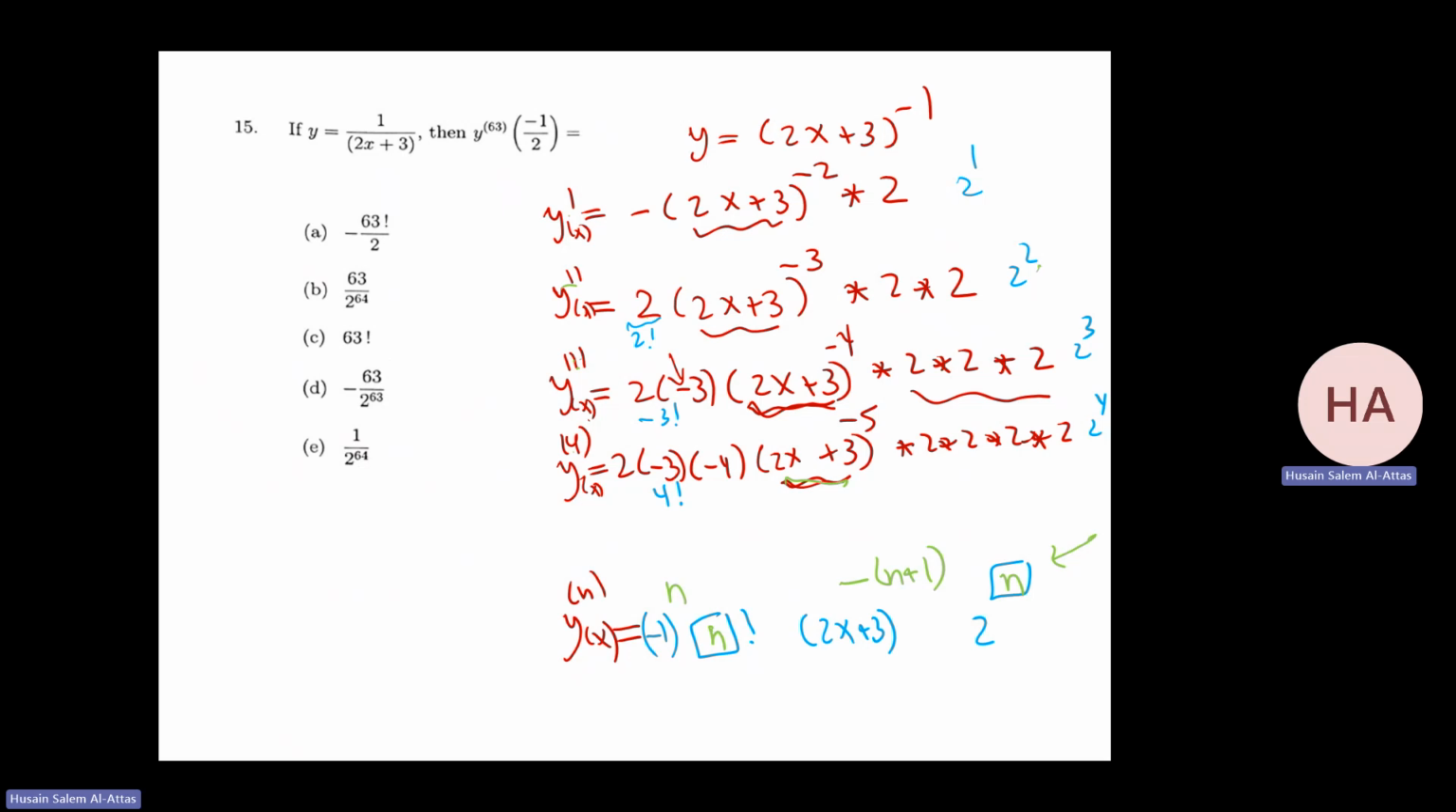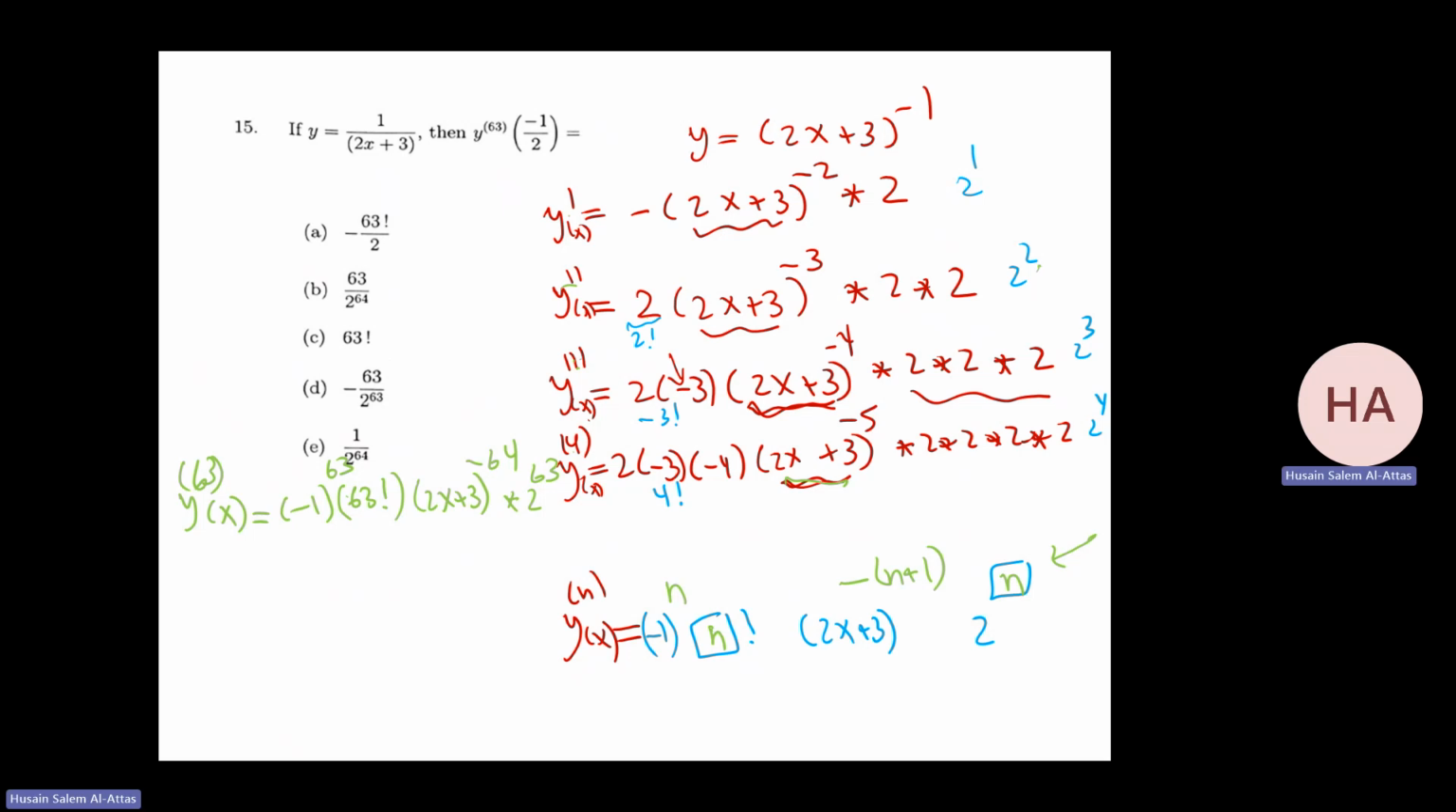Now what do they want? They want the 63rd derivative. That will be what? The n is 63. Then I will substitute minus half. That will be minus 1 to the power 63. Okay, 63 factorial, 2x plus 3 to the power 63 minus 64, times 2 to the power 63. Yeah, this is what I get.